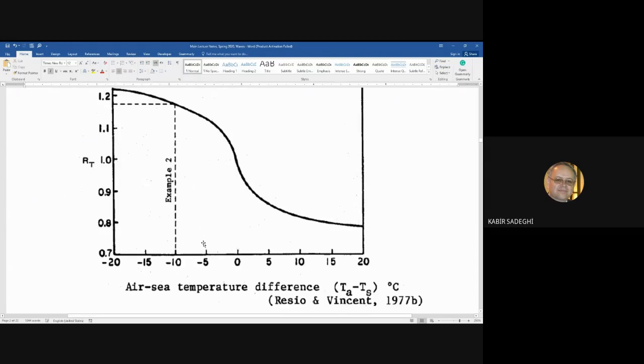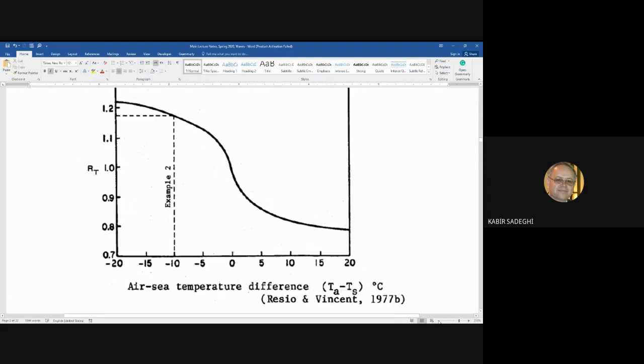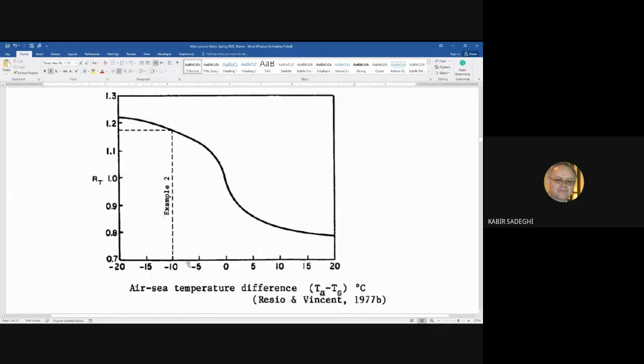This is the graph that from this one we find the factor RT. The factor RT actually is a factor which considers the difference between air and sea temperature. We call the difference between TA and TS in centigrade degrees, which was given in 1977 by Rezio and Vincent, French Vincent, English Vincent.